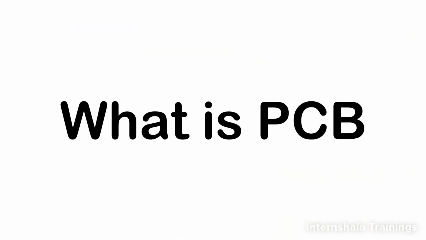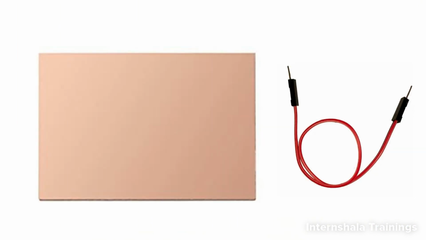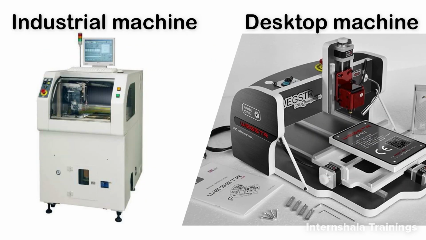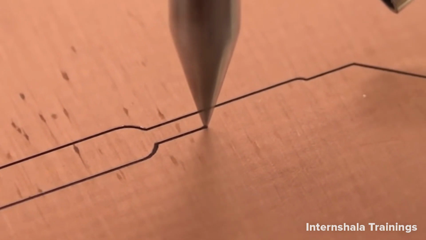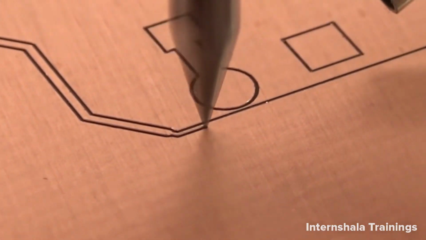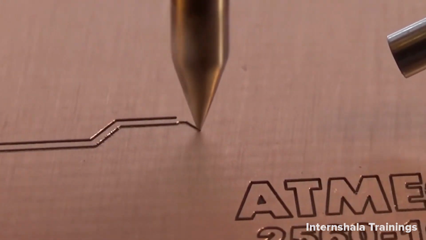So, what is PCB? PCB is a circuit printed on a conductive material, mostly copper and aluminium, and it uses a CNC machine like this to mill and drill the traces on the board itself. So, it is more accurate and more automated compared to the breadboard.